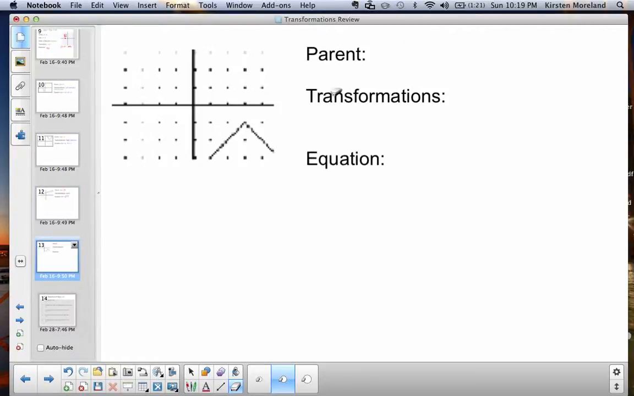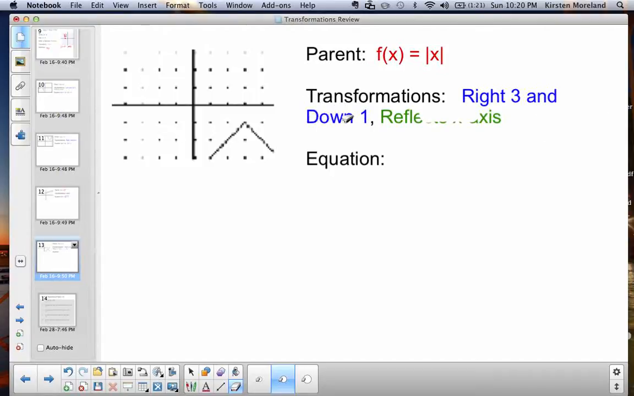Alright, and our last graph is this. Of course, you can guess that I haven't done any absolute values. It's the V shape. This one has gone, it looks like, right 3 and down 1, and then it's also opening downwards, which means it reflected over the x-axis. So when I write my equation, I know I need a negative in front. On the inside, I need a minus 3 because it's gone right 3, and I need a minus 1 because it's gone down 1.